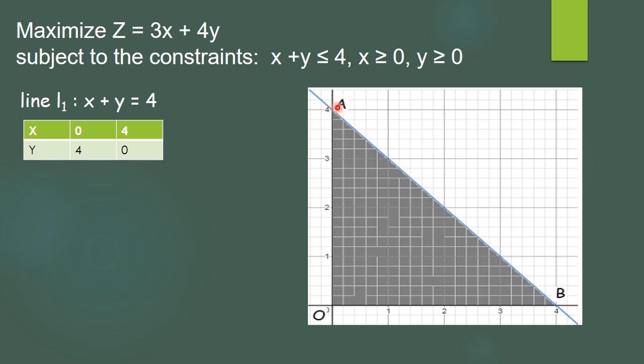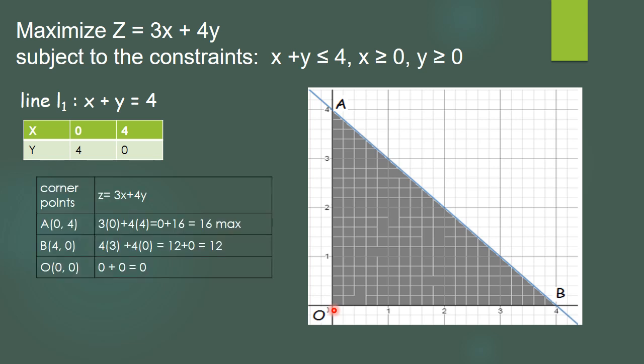Now what are the corner points? One is A, another is B, and the third is the origin, O. Now we will find the coordinates of the corner points. What are the coordinates of A? 0 comma 4. B is 4 comma 0, and the origin is 0 comma 0.